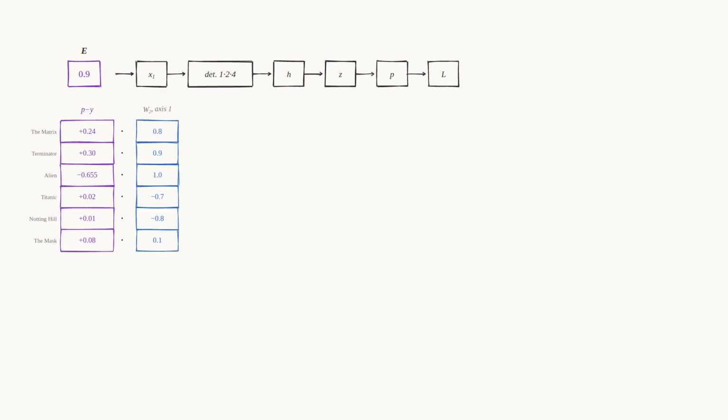Link 1. How does the loss depend on the taste point? The taste point acts on the loss through all 6 scores at once, 6 paths, and the contributions add. Along each path, the score's nudge times the coefficient with which the first axis enters that score. And those coefficients are the first numbers of the landmarks. Compute 0.24 times 0.8 plus 0.3 times 0.9 minus 0.655 times 1, then small change from Titanic, Notting Hill, The Mask. The total, about minus 0.21.